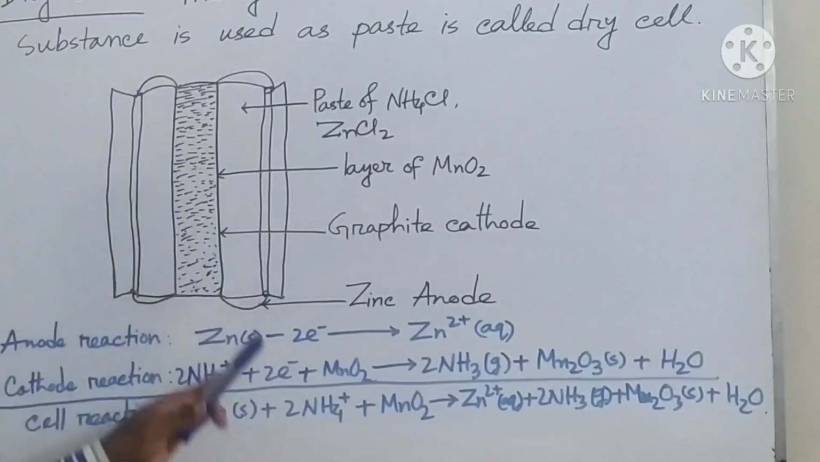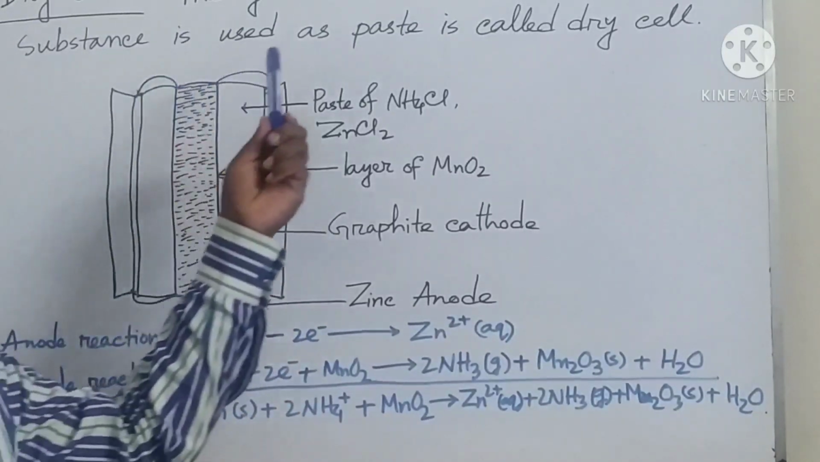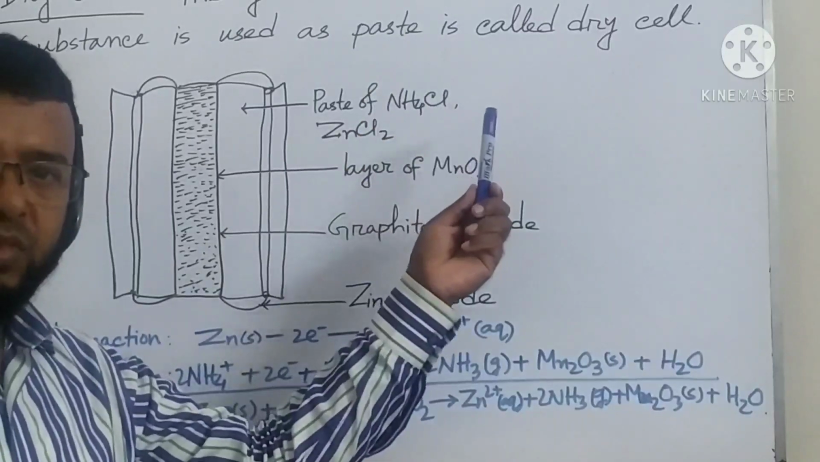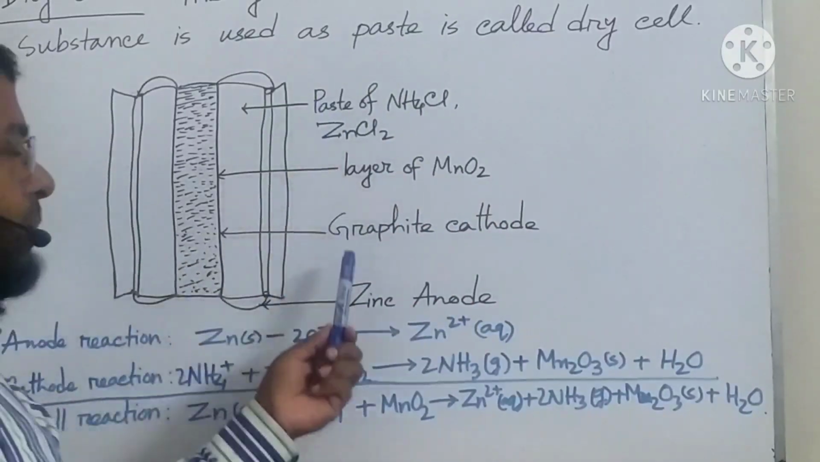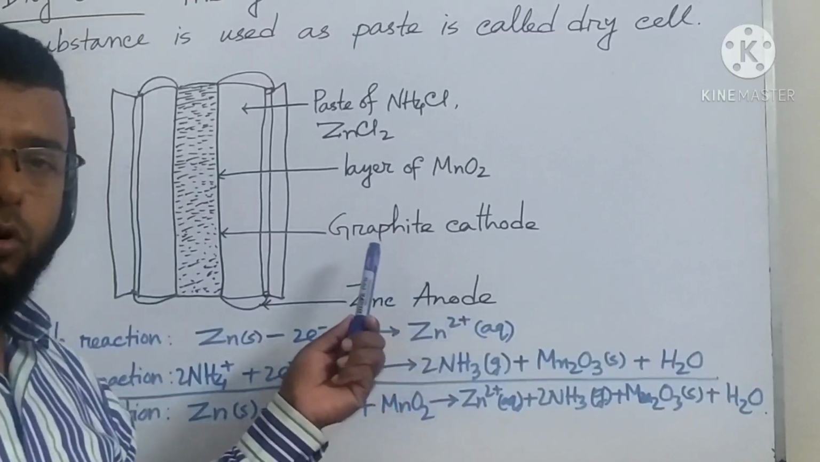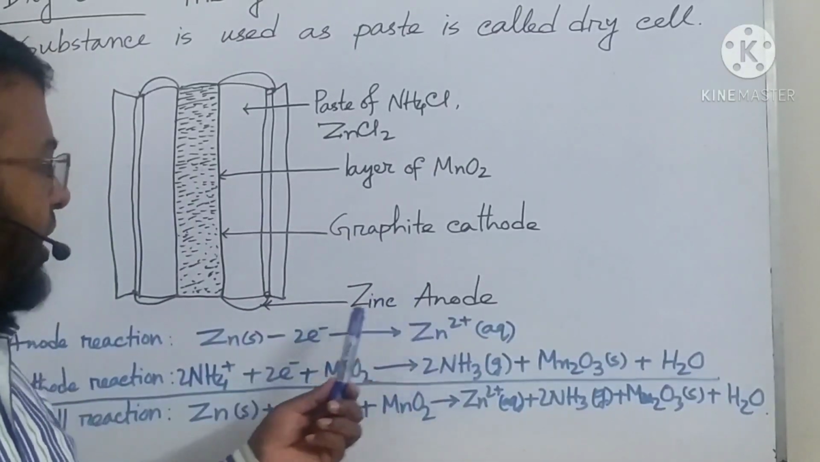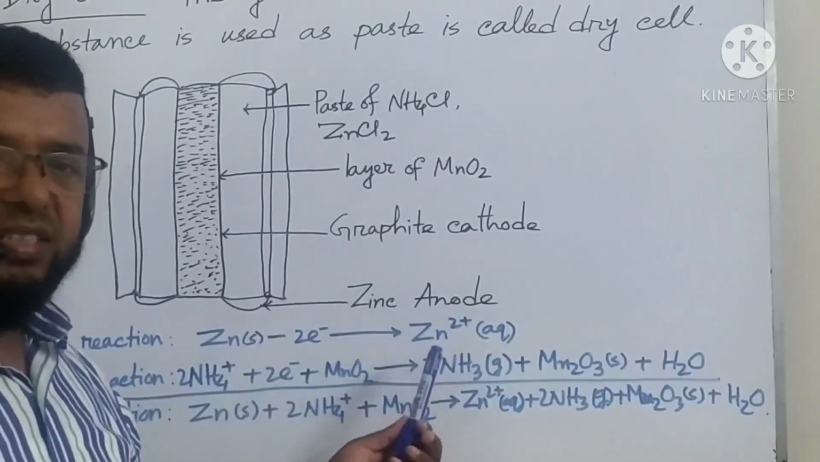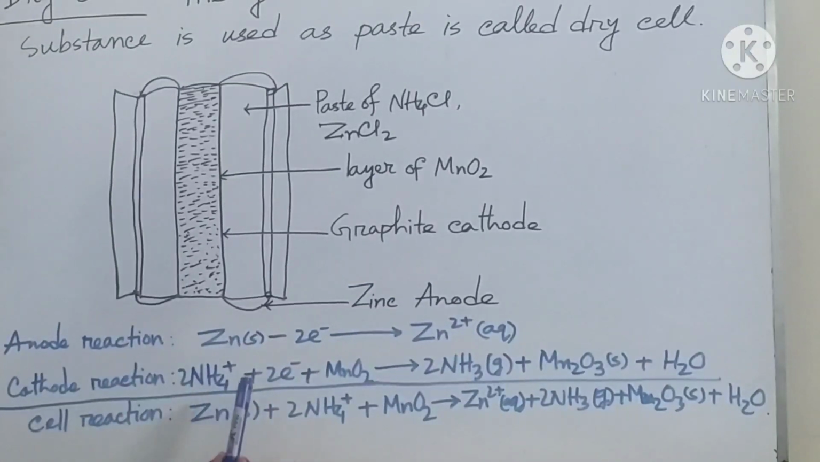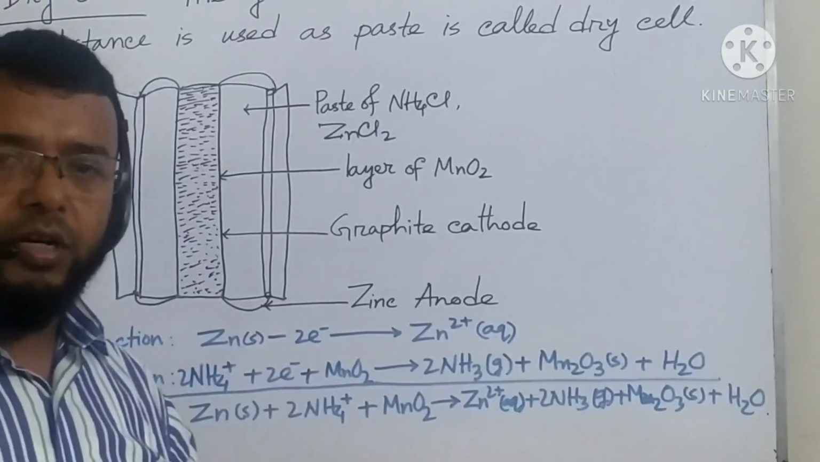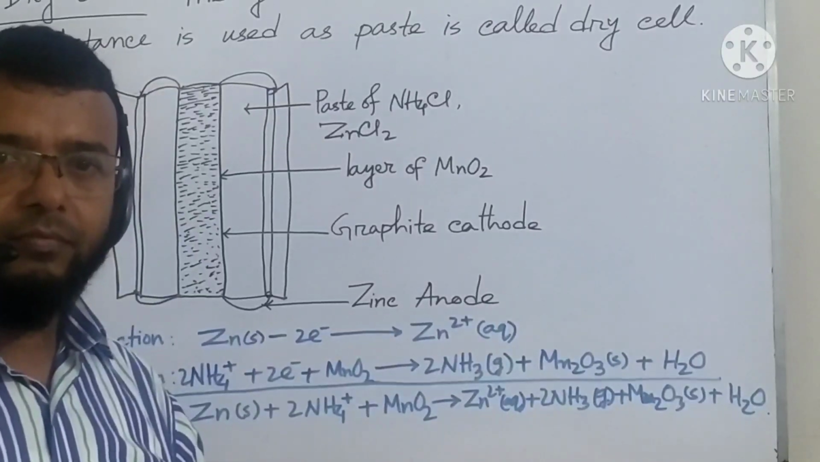So for the dry cell, again I am telling, at first I have given what is a dry cell, then I have given the diagram, then I have told the structure of the dry cell, then I have given the mechanism of the dry cell, then I have given the reaction. So all of you write the answer accordingly.